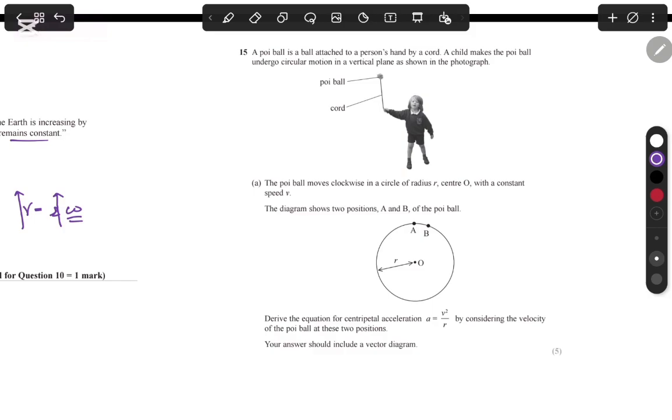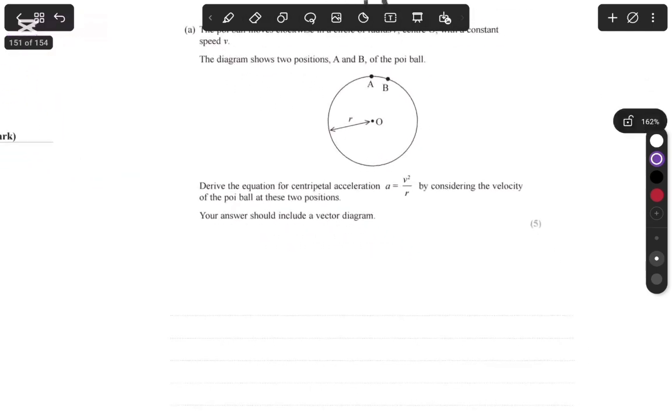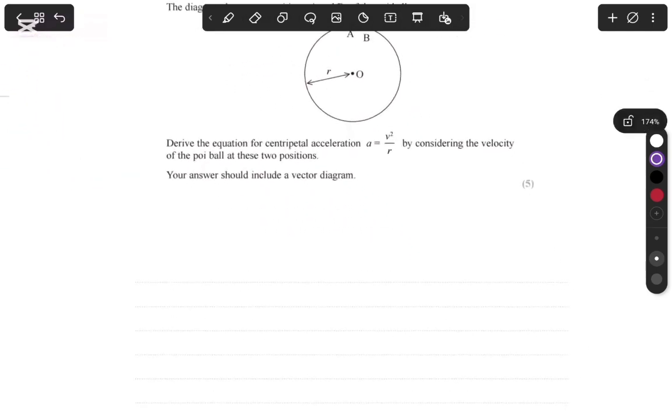In question number 15, a poi ball is attached to a person's hand by a cord. A child makes the poi ball undergo a circular motion on a vertical plane as shown in the photograph. The poi ball moves clockwise in a circle of radius r, center O, with a constant speed v. The diagram shows two positions A and B of the poi ball, and they want you to derive the centripetal acceleration equation. We have done this question in the third exam walkthrough, I think, so go there if you want to clear up the basics. I've explained it in much detail there. This one I'm just going to be a bit more straightforward.